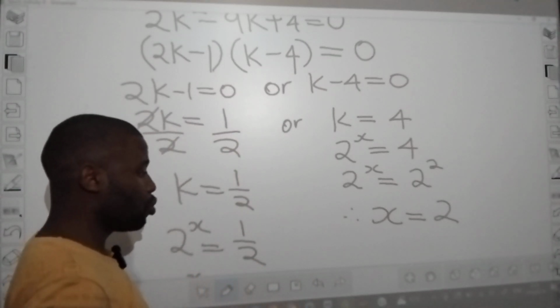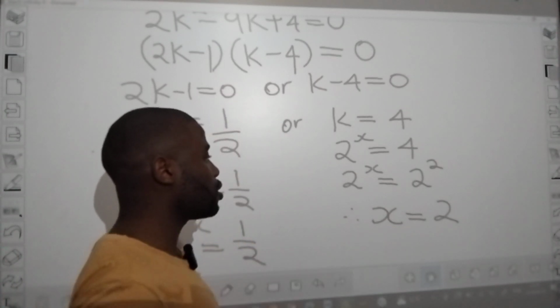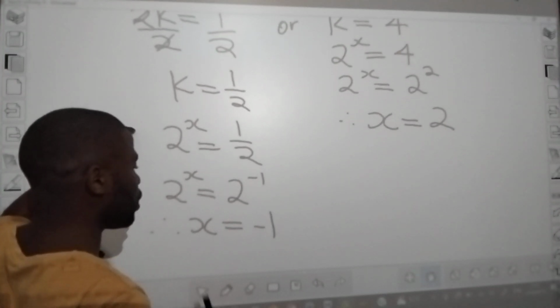So these are your solutions. It means your solution is x is equal to 2. Your other solution is x is equal to negative 1.